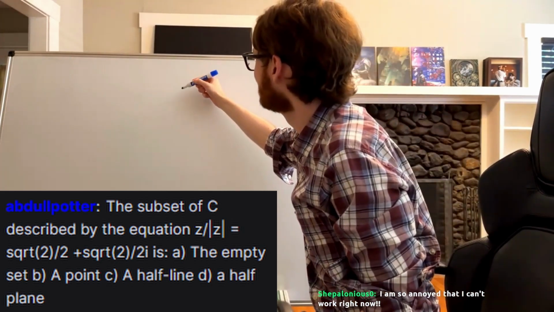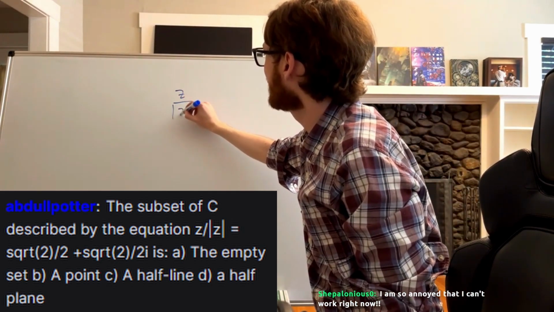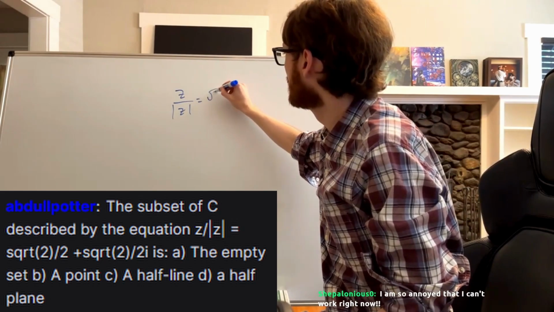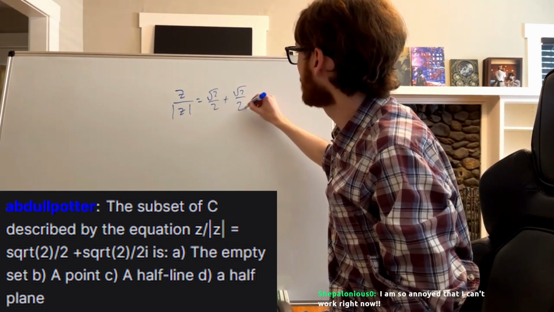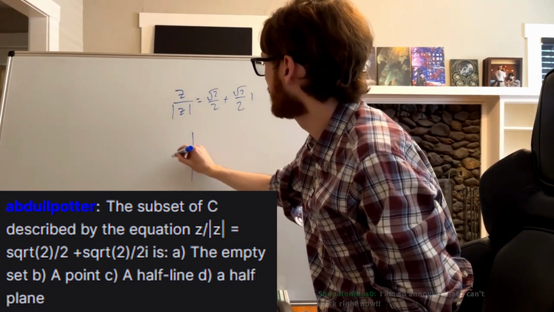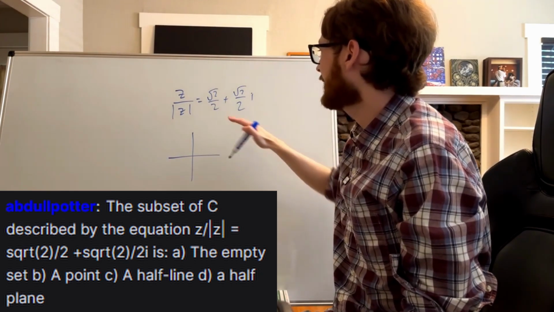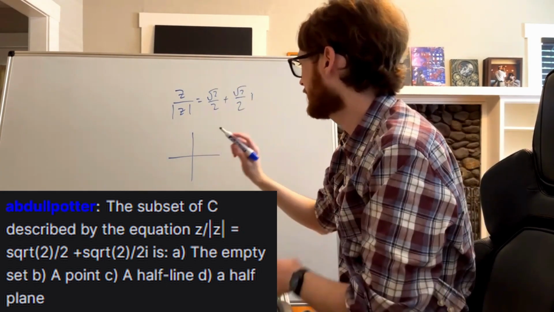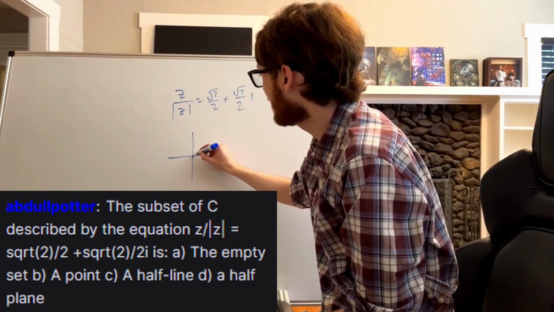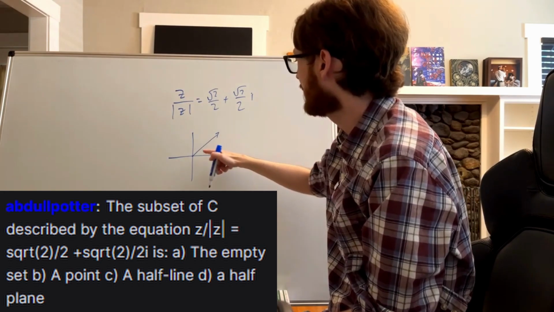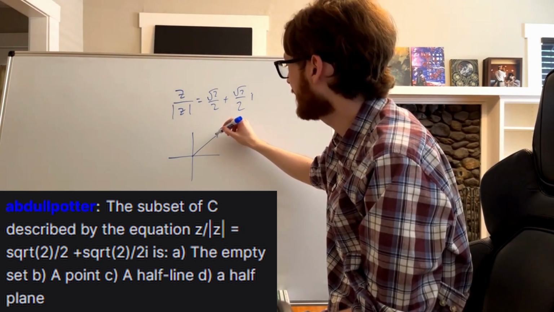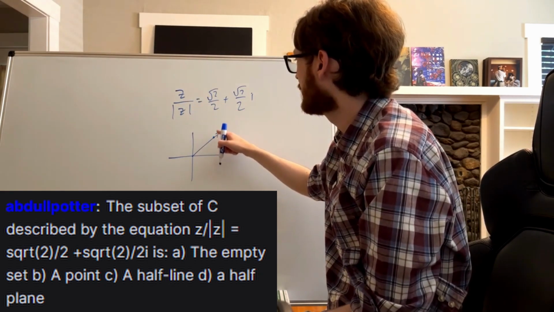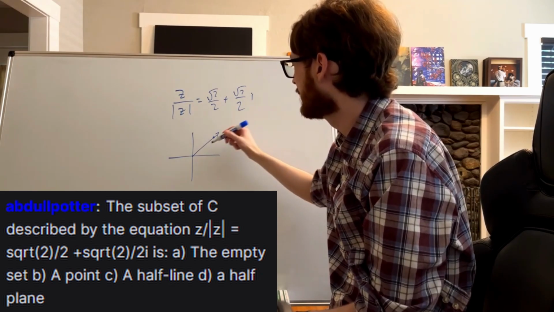But if z over the magnitude of z is equal to root 2 over 2 plus root 2 over 2 i, I'm thinking of a 45-degree right triangle with these. And so I think it has to be basically this half line that has a 45-degree angle. And if you take any of these points and divide the complex number by its magnitude, you should get root 2 over 2 plus root 2 over 2 i.